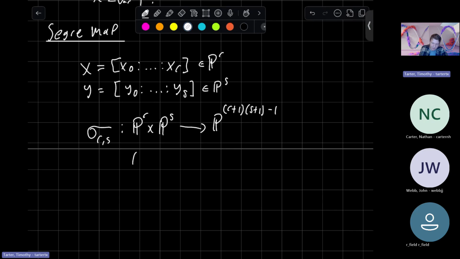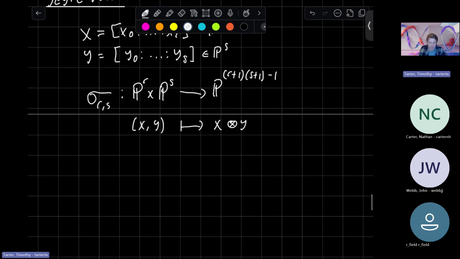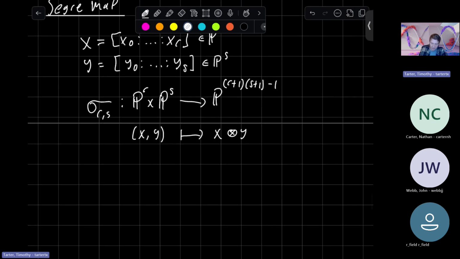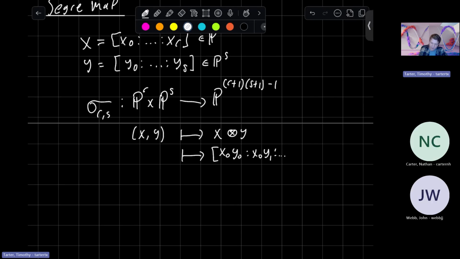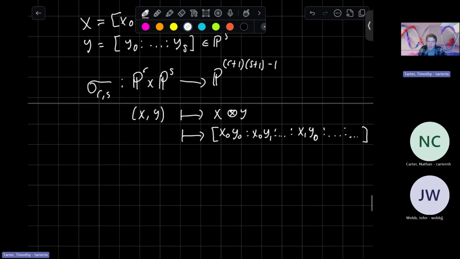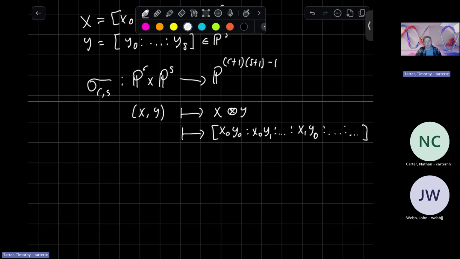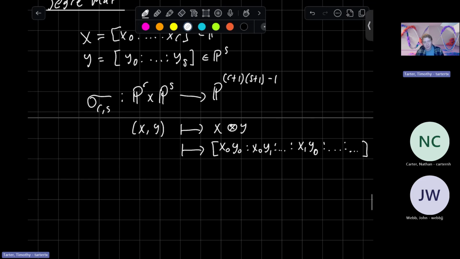by sending pairs X and Y to X tensor Y, which is going to be the product of all of these. So the pair X and Y goes over to X naught Y naught, X naught Y1, X1 Y naught, and it goes on. So it's all of the products of each of the terms. Namely, each coordinate is going to be a quadratic term, so monomials of degree 2.